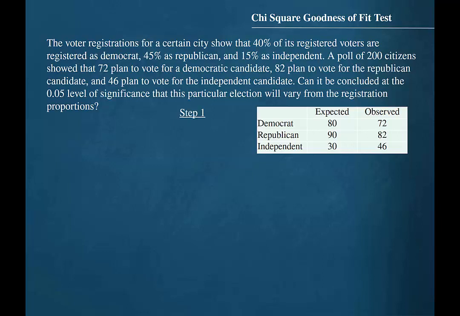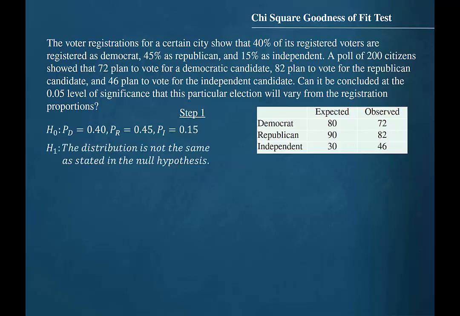Step 1 is to form the hypotheses. If there is no variation in this particular election from the distribution of party registrations, then we would expect the proportion of those who vote for the Democratic candidate to be 0.40, the proportion who vote for the Republican candidate would be 0.45, and the proportion who vote for the Independent candidate would be 0.15. The alternative hypothesis would be that the distribution is not the same as stated in the null hypothesis.